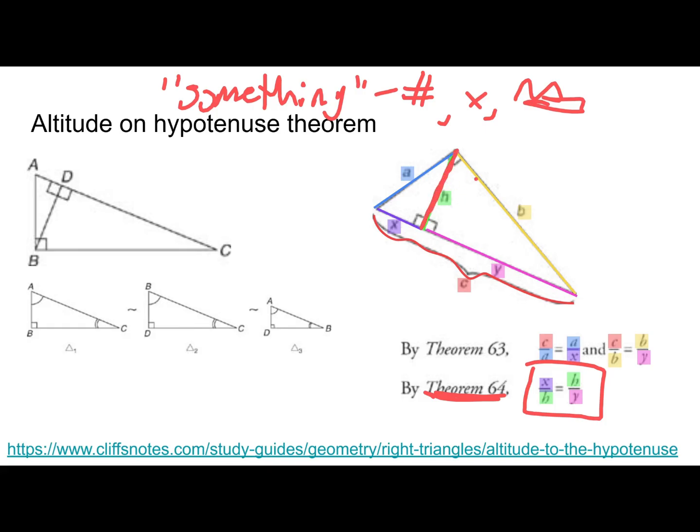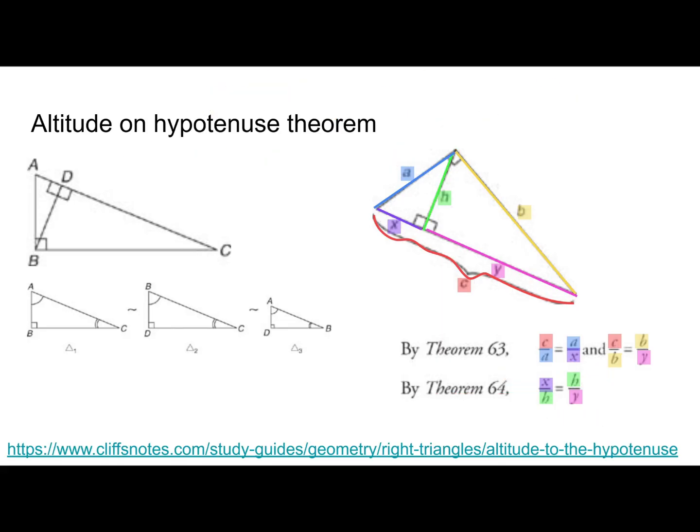So if you have anything here, then it means you're going to be using this theorem, and all you have to remember is altitude and then two parts of the hypotenuse. So that's the trick for that one, and that one is pretty simple, pretty straightforward. And then here, I'm going to clear this.